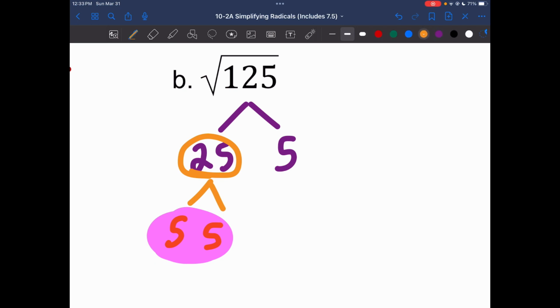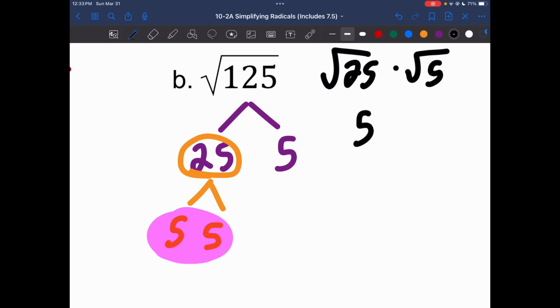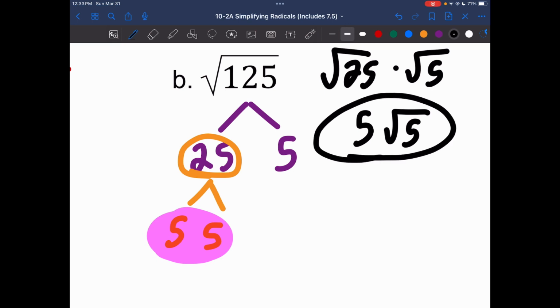So when we take the square root of 25, because we can rewrite this as the square root of 25 times the square root of 5, what's the square root of 25? It's just 5, and we have the square root of 5. So this is our simplified form of the square root of 125.